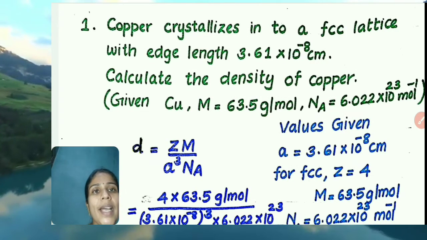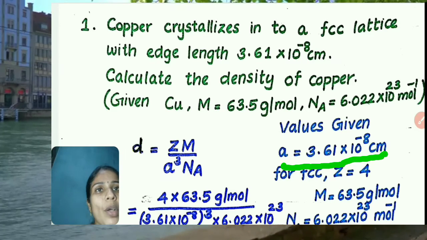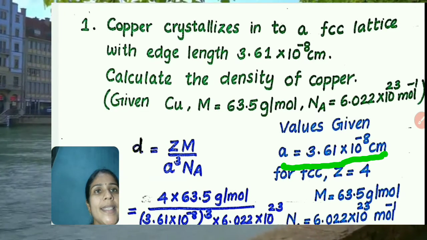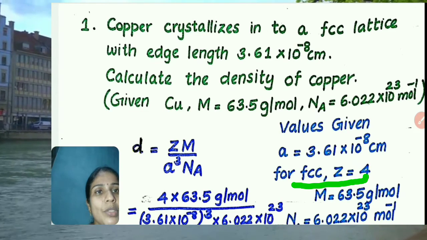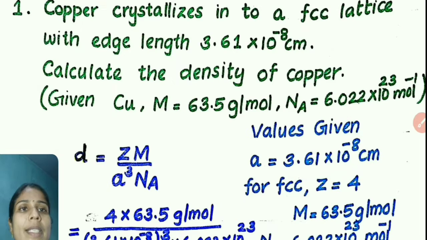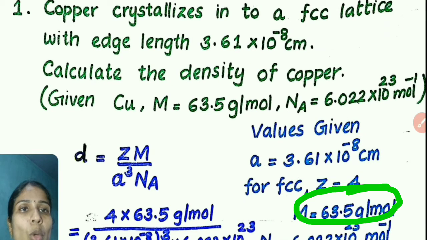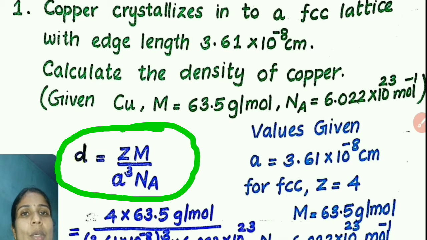Then first you should write the given parameters. Given values are here: edge length A is equal to 3.61 into 10 raised to minus 8 centimeter. Then for FCC lattice Z is equal to 4. Z is the effective number of particles. Here Z is equal to 4. M is the molar mass or atomic mass, which is equal to 63.5 gram per mole. Then here the equation D is equal to ZM by A cube Na.